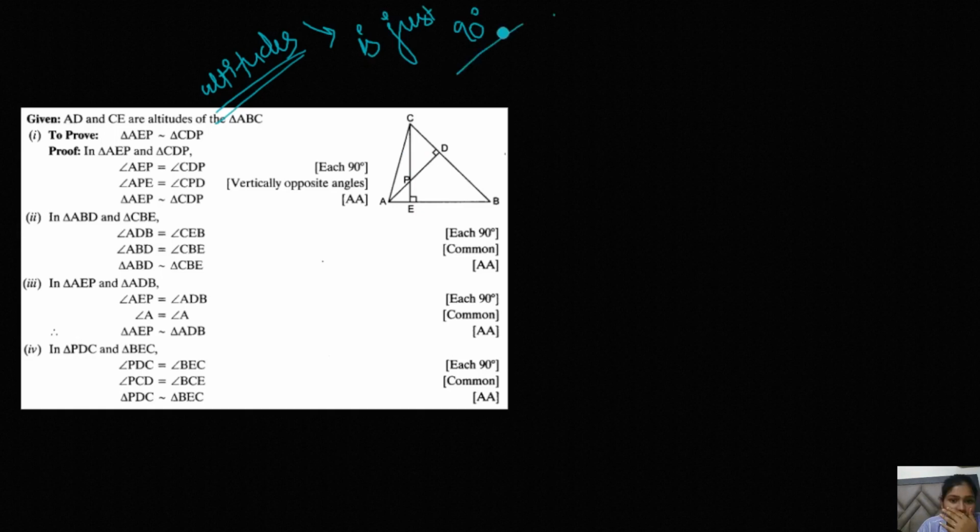So in this particular question, this is the triangle ABC. AD and CE are the altitudes. Okay, so what is an altitude? There is a term called perpendicular bisector, which I have told you in the 9th sessions, but an altitude is just a 90-degree angle. This is nothing like a bisector. This is just a 90-degree angle. So AD and CE, they are the two altitudes. We have to prove that AEP is similar to CDP. So AEP is the triangle like this and CDP is this triangle.